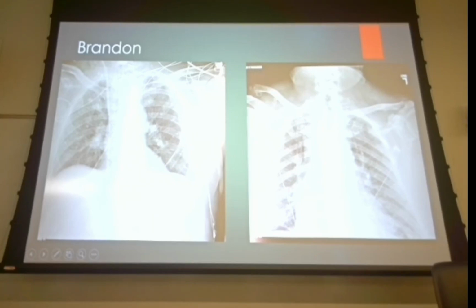But this one has 1, 2, 3, 4, 5, 6, 7, 8, 9 posterior ribs. That's actually more than what I thought it was going to have. So the inspiration effort is not as bad as what I thought it was. What about this one?